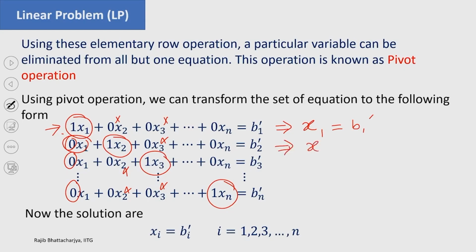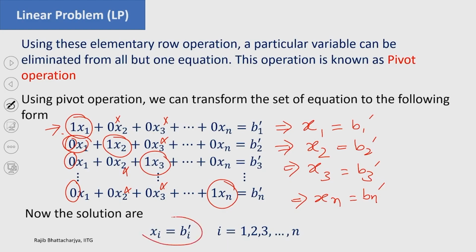Similarly, from the second equation, you just see the coefficients of x 1, x 3 up to x n are 0, only we have the x 2 variable. So, x 2 will be b 2 dash. Similarly, from this I can find x 3 equal to b 3 dash, and from the last equation I can find that x n equal to b n dash. So, what is the solution? Solution is x i equal to b i dash for i equal to 1, 2, 3 up to n.